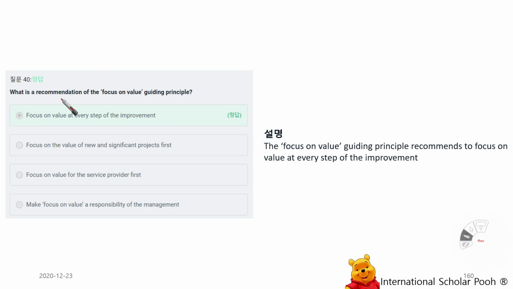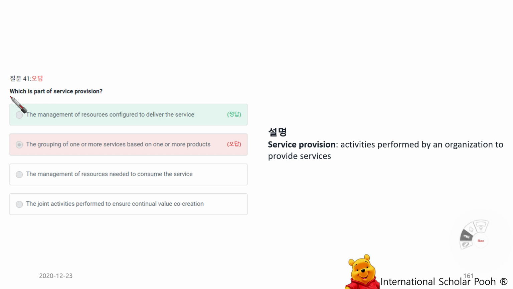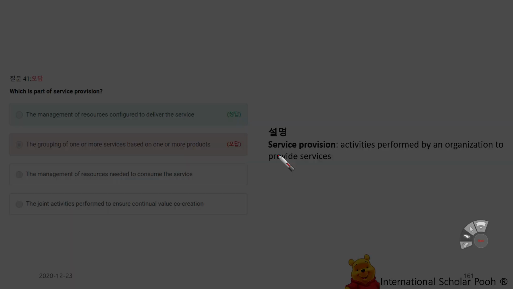What is the recommendation of the focus on value guiding principle? Focus on value at every step of the improvement. The focus on value guiding principle recommends to focus on value at every step of the improvement, which is a part of the service provision. The management of resources configured to deliver the service. Service provision: activities performed by an organization to provide service.